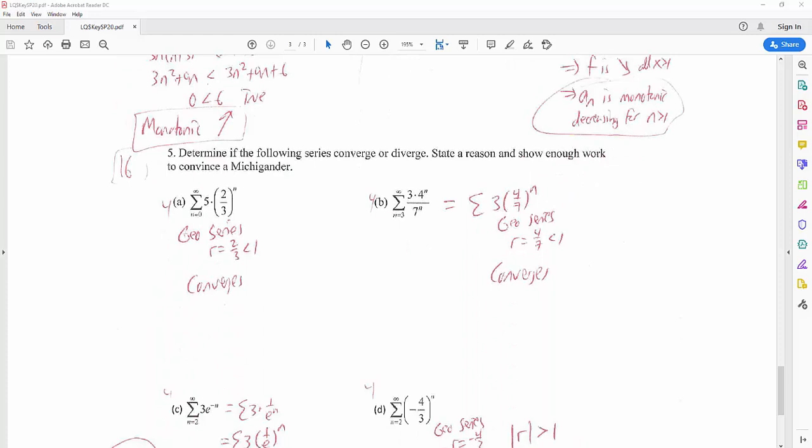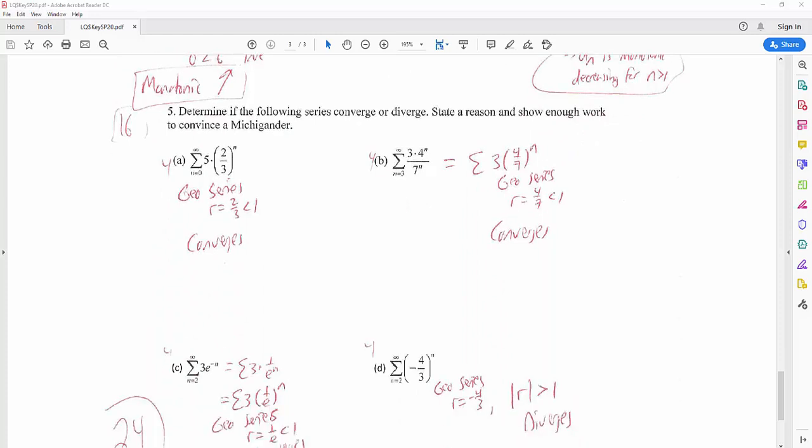Now let's talk a little bit about number 5. Folks, just pay attention to the directions. Follow the directions. Determine if the following series converge or diverge. State a reason and show enough work to convince a Michigander. So, I mean, you have a 50-50 chance of being correct, saying converge or diverge. It's the state a reason and show enough work to convince a Michigander. That's where the real action is here.